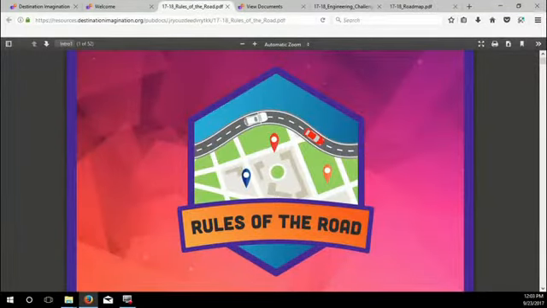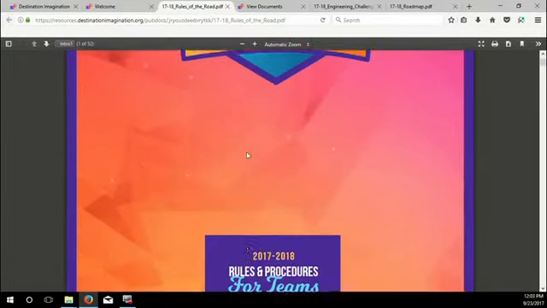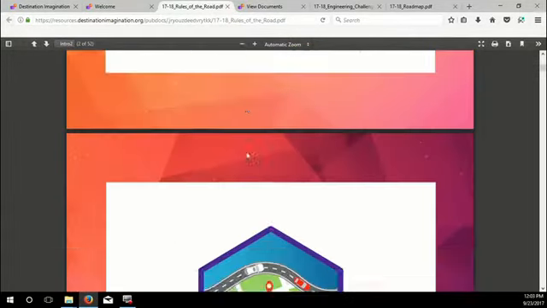This is about the various materials that are available to a team manager that you'll have access to once you have registered as a team manager. First, we're going to talk about the rules of the road. Robin, that sounds like dry material. Why do we care about the rules of the road?